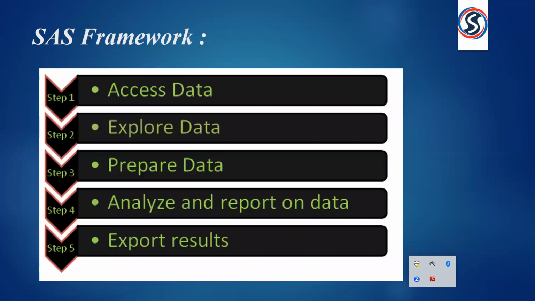Talking about the SAS framework, we have 5 steps in SAS for data processing. The first is accessing data, the second is exploring data, the third is preparing data, the fourth is analyzing and reporting on data, and the fifth is exporting the results. Whatever analysis we are doing with SAS includes these 5 steps.